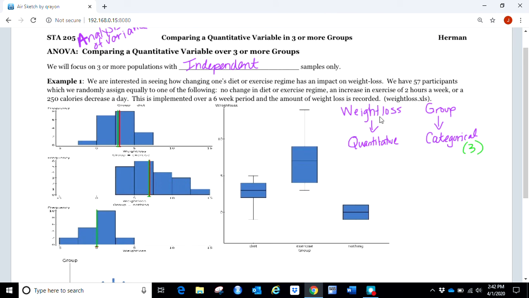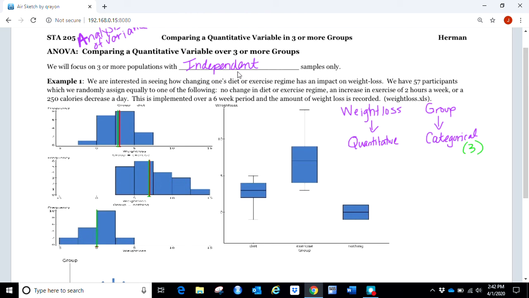So we really do only have 2 variables. One's quantitative and one's categorical, but the categorical one can have 3 or more options for analysis of variance to be done. In addition, we need these to be independent samples.